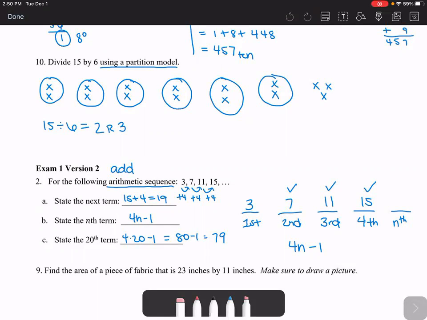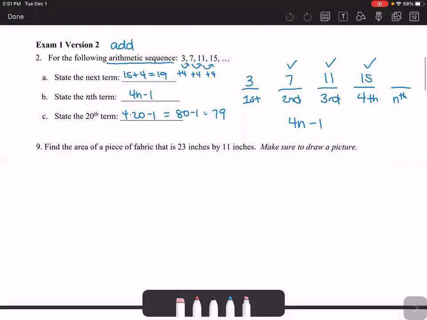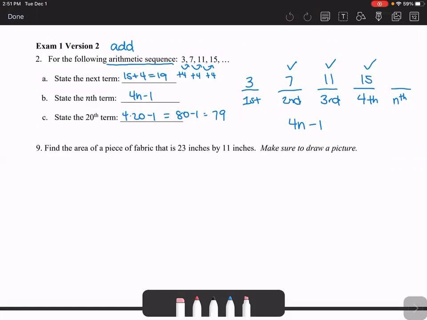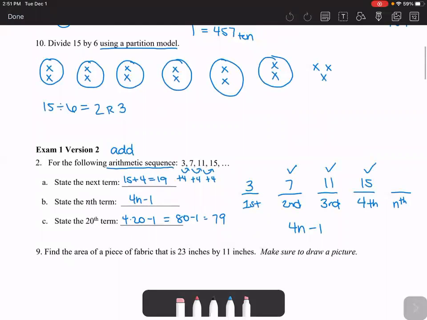Okay, so the next question from exam 1 version 2 is number 9. This one is finding the area using a picture. So this one is essentially an area model question. The question about dividing 15 by 6 told you to use a particular model, specifically the partition model.